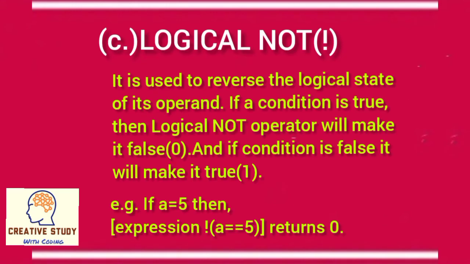Let's see logical NOT. It is used to reverse the logical state of its operand. If a condition is true, then the logical NOT operator will make it false, and if the condition is false, it will make it true. For example, if a equal to 5, then the expression not a equal to 5 returns 0. Here the value of a is 5, that is a equal to 5 is true, but not a equal to 5 will make it false, so it will return 0. Because not is used to reverse the conditions.